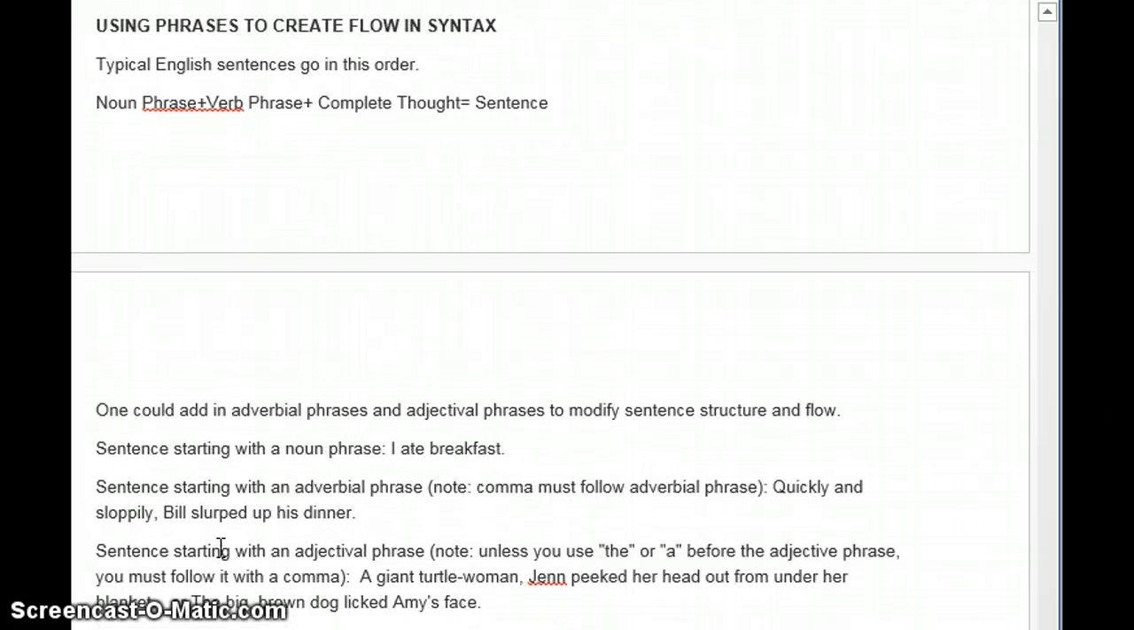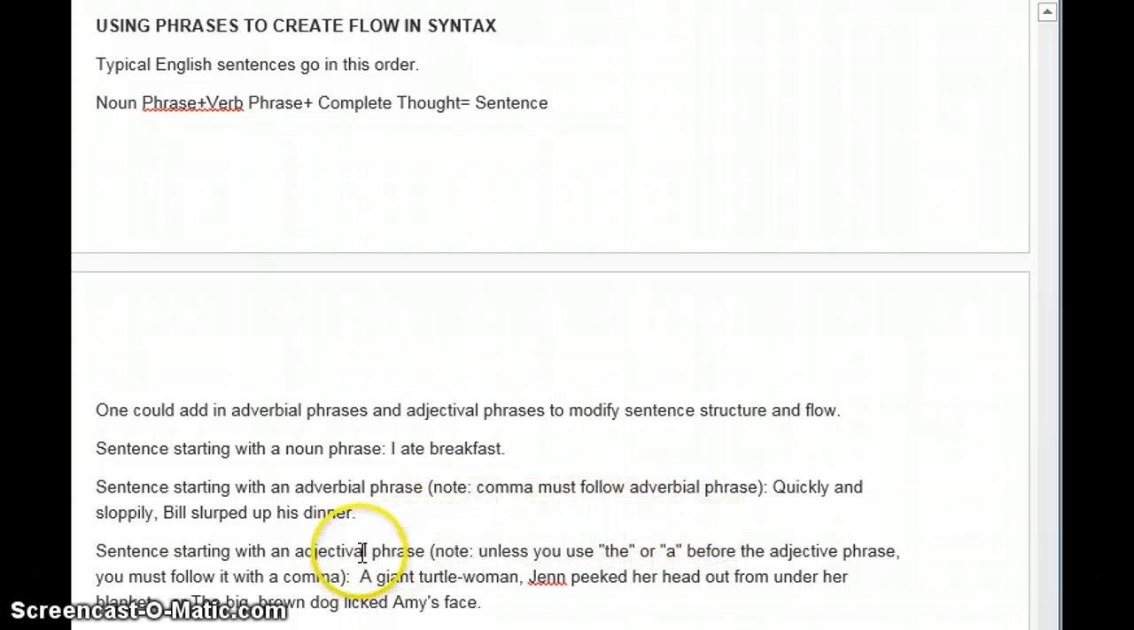Finally, let's talk about adjectival phrases. A sentence that starts with an adjectival phrase also needs to be set off with a comma unless the adjectival phrase is followed by the. So for example, the big brown bear obviously doesn't need a comma there, or a big brown bear doesn't need a comma. However, we can play with it and be a little bit more artistic.